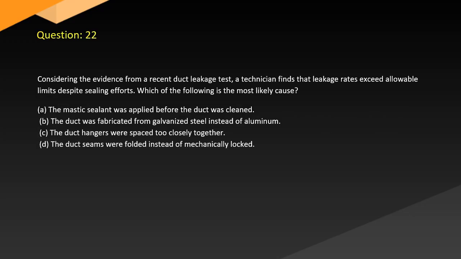Question 22. Considering the evidence from a recent duct leakage test, a technician finds that leakage rates exceed allowable limits despite sealing efforts. Which of the following is the most likely cause? A. The mastic sealant was applied before the duct was clean. B. The duct was fabricated from galvanized steel instead of aluminum. C. The duct hangers were spaced too closely together. D. The duct seams were folded instead of mechanically locked.